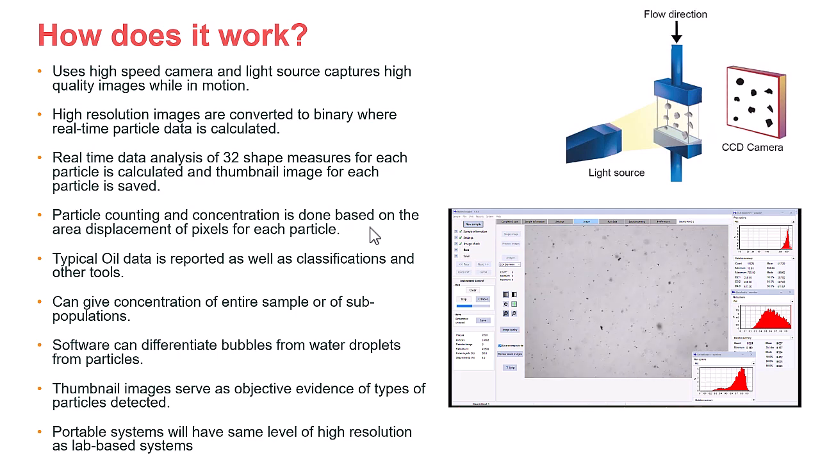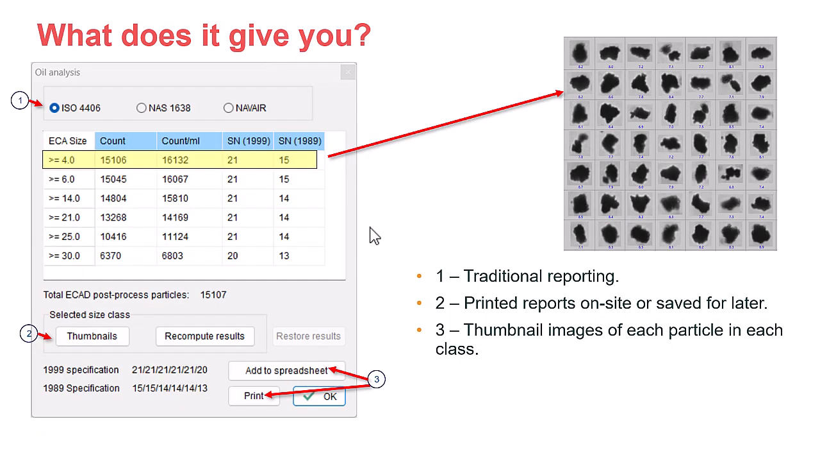What does it give you? What it ultimately gives you is the traditional reporting. You need your ISO 4406. You're going to get the ability to report all this information as you normally would, and everything is saved as well. And you get the ability of looking at thumbnails. So for every classification, you'd be able to see every single thumbnail that you analyzed. So that's what it's going to give you.